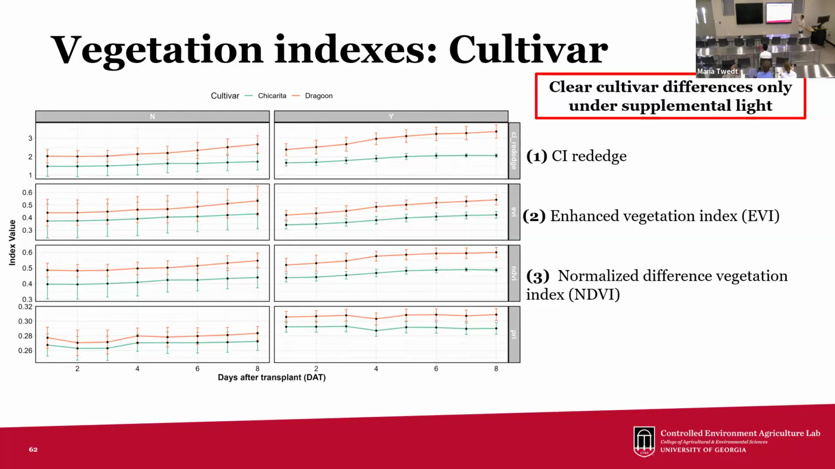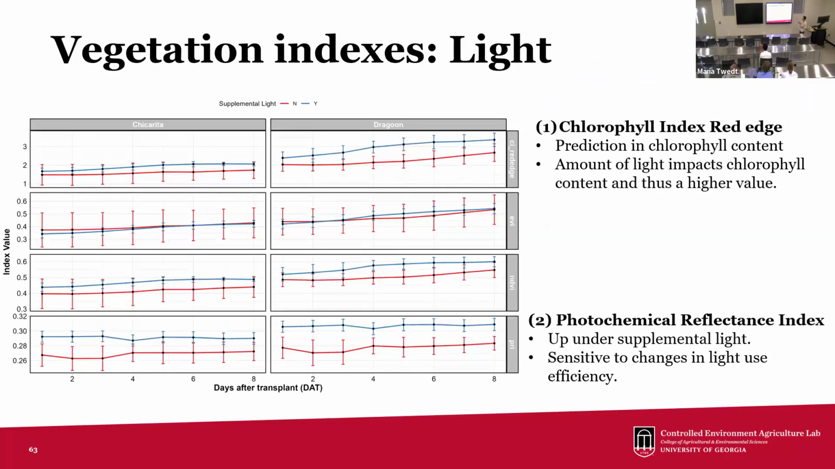Of course, these are not used independently. They are usually added into models to try to predict chlorophyll, which is what they are usually more correlated with. And in fact, in orange, you can see the Dragoon cultivar that had a darker green, and that's why it has higher index values for these specific indices we considered.